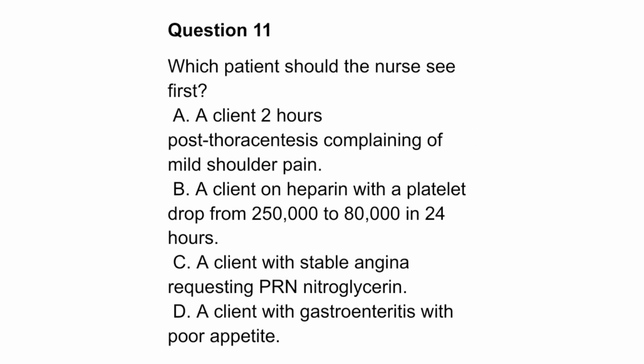Question 11. Which patient should the nurse see first? A. A client 2 hours post-thoracentesis complaining of mild shoulder pain. B. A client on heparin with a platelet drop from 250,000 to 80,000 in 24 hours. C. A client with stable angina requesting PRN nitroglycerin. D. A client with gastroenteritis with poor appetite.